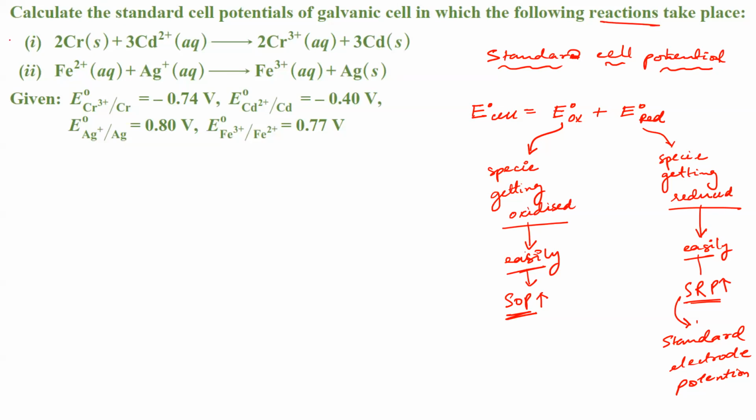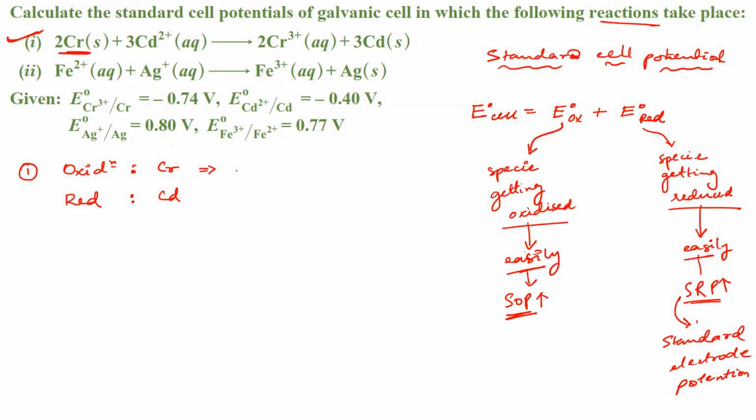Now, in this first cell, what is the oxidation happening? Whose oxidation is happening? Tell me. Chromium, right? Yes, chromium. So for the first one, oxidation is happening for chromium, and reduction is happening for cadmium, right? Yes or no?